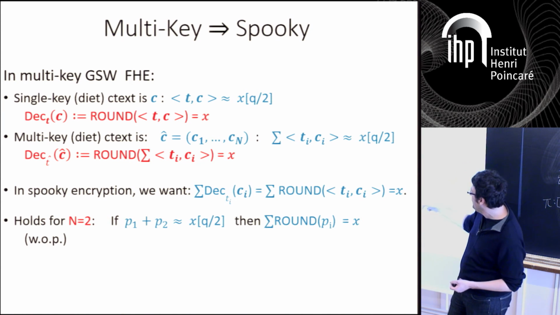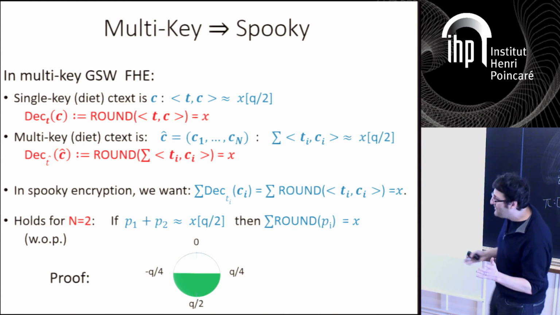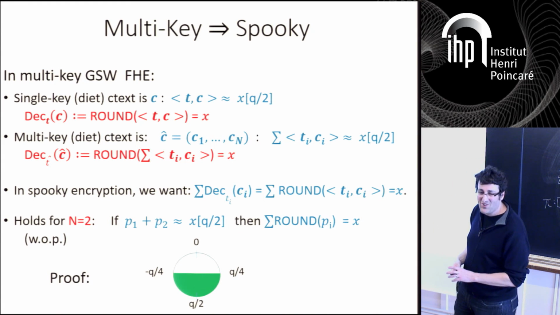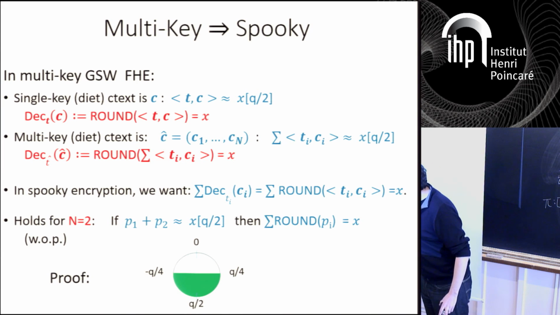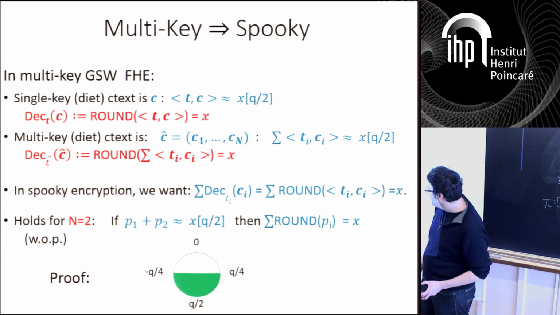Then it happens to be that if you first round and then add, you also get x. Okay, and here's like a visual proof by picture. So what happens if this holds? It means that if P1, so let's say x is 0, okay? So P1 plus P2 are equal to 0.